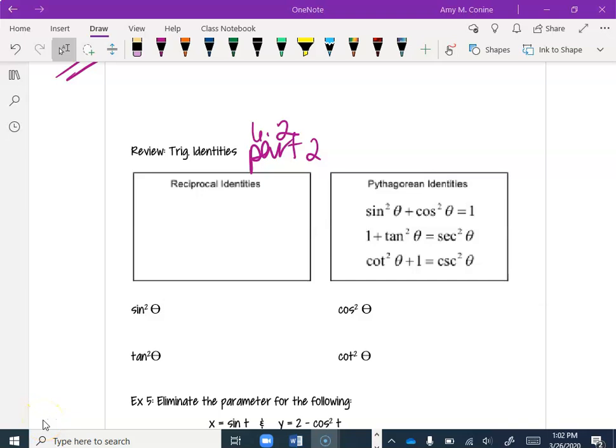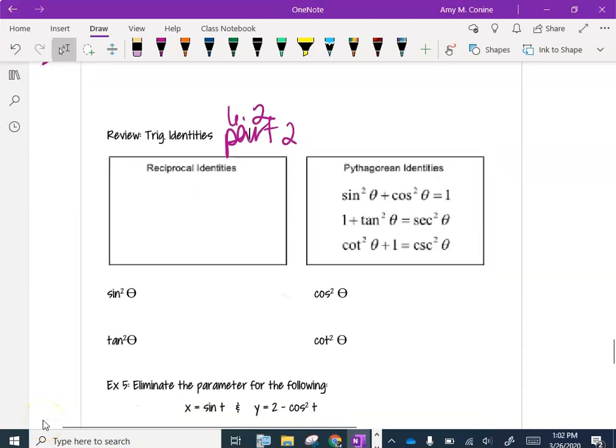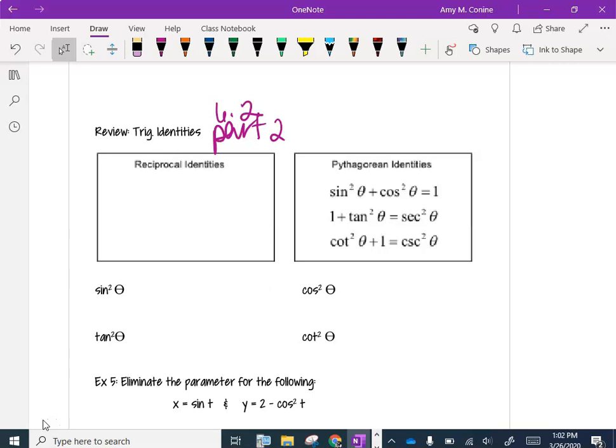All right, so here is 6.2 part 2. I wanted to review your trig identities real quick. If you remember, I was a big meanie and I made you memorize your Pythagorean identities. We are going to use them again in some way, shape, or form. So those are there for you.